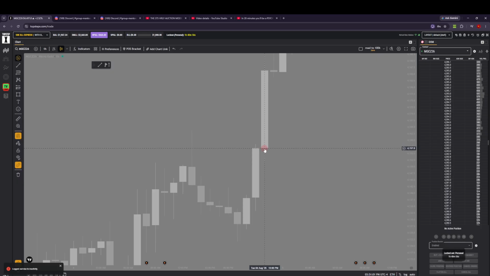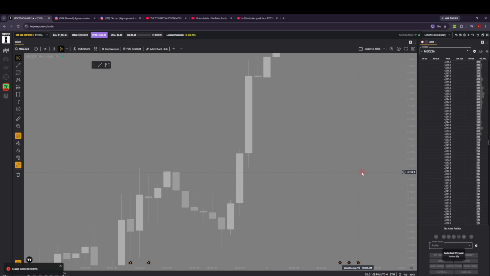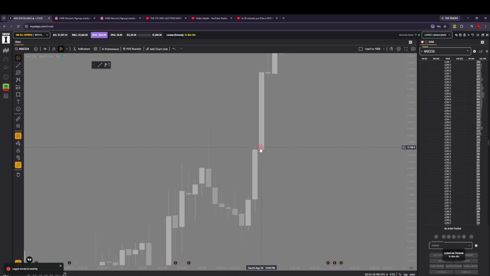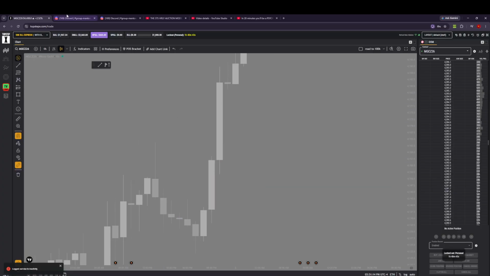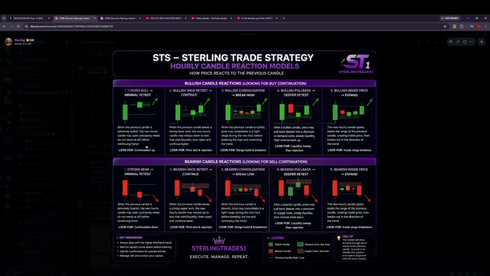So we're looking for that new hourly candle. This was the 10 o'clock candle to open, retest this strong push, leave a bottom wick. We're not even going down to the 5 minute until it does this. Leave a bottom wick, flip, and then continue higher. And that is a bullish candle with little to no retest. And then we have a bullish wick retest candle. So what happens in this area when the previous candle leaves a strong lower wick, the new hourly candle may retrace down to test the wick liquidity, then reject and continue higher.